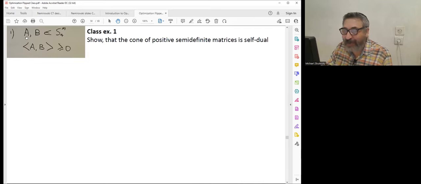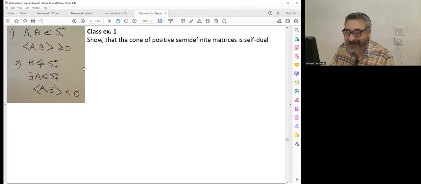If I have two positive semi-definite matrices, A and B, our class exercise is to show that the cone of positive semi-definite matrices is self-dual. What does it mean? If I have two matrices which are positive semi-definite, first of all, we should show that the inner product is greater or equal zero.